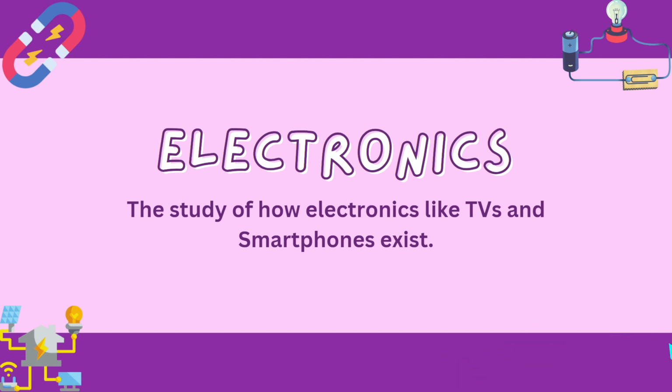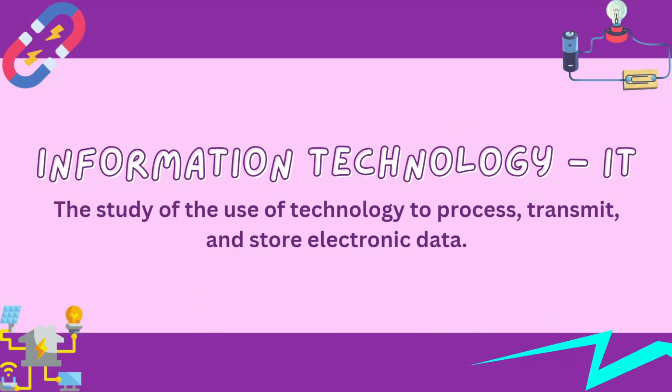Electronics, the study of how electronics like TVs and smartphones exist. These devices basically control the flow of electrons to perform a task. Information technology, also known as IT, is the study of the use of technology to process, transmit, and store electronic data. An example could be like how you use your computer to download a file. Now, these devices are advantageous to us, but they do emit minor toxic radiations. So now we move on to the last branch of physics.